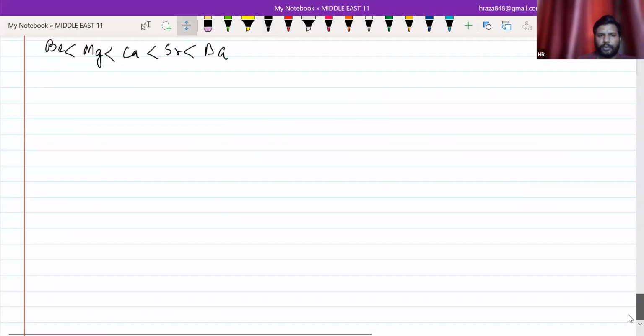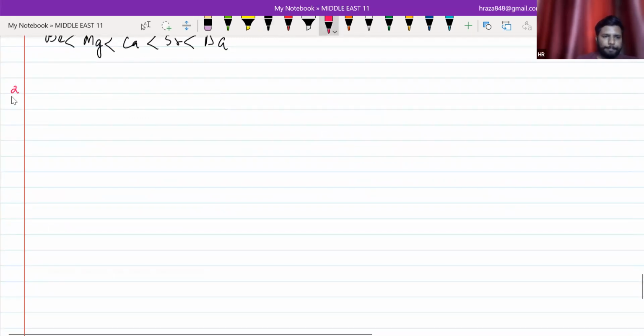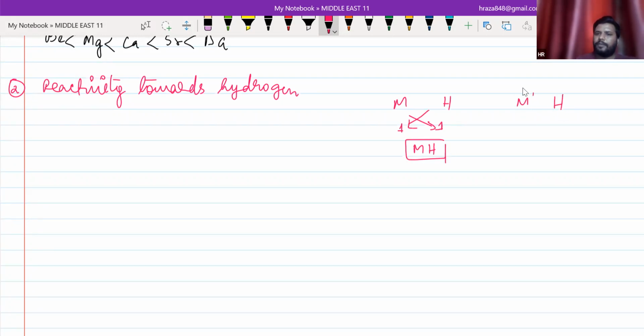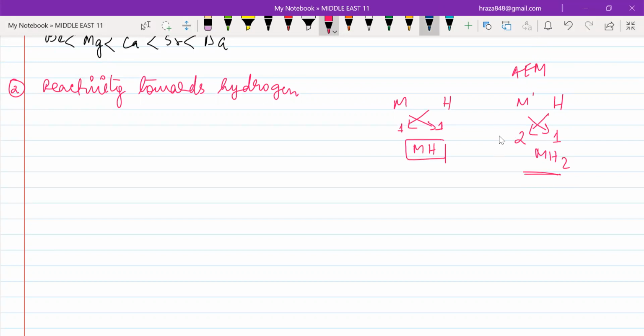Now the second chemical property is the reactivity towards hydrogen. If the element M is from alkali metal and hydrogen has valency 1, how will it react? It will form MH, metal hydride. If M is an alkaline earth metal, which has valency 2, and hydrogen has 1, it will form MH2. Is this clear? Yes, sir. This is from class 9th. You did it crisscross.